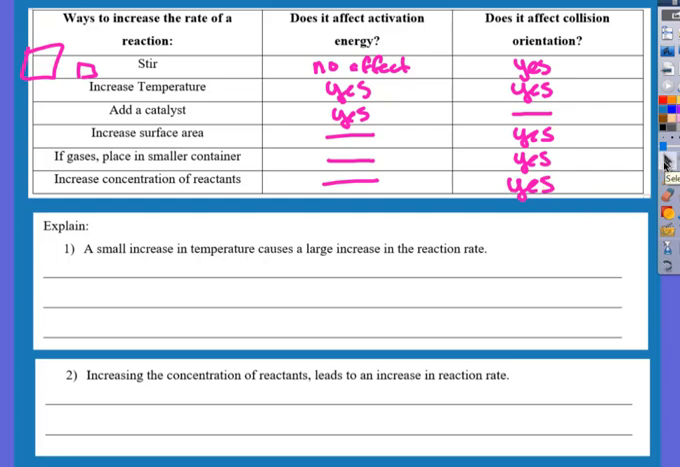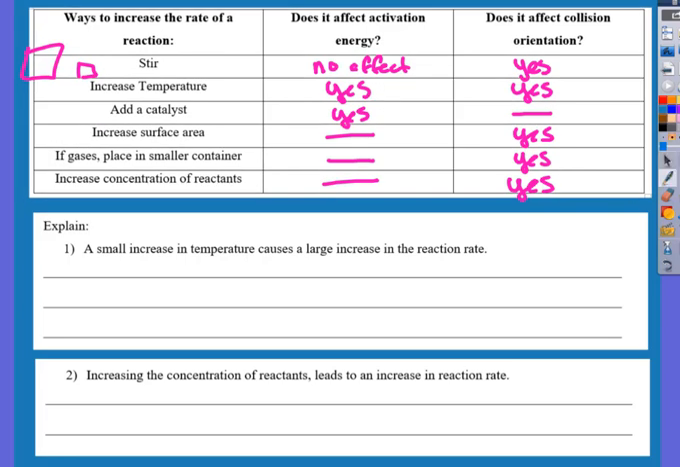So down at the bottom, it says a small increase in temperature causes a large increase in reaction rate. If you had to explain this, you would say, okay, temperature, we just said, affects activation energy and number of collisions, which affects your orientation. So you would need to cite both of those things in your answer.